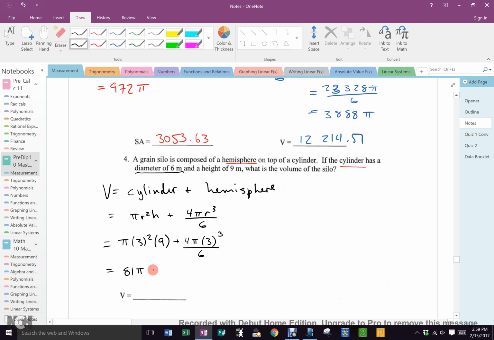81 pi plus 18 pi equals 99 pi, or 311.02.